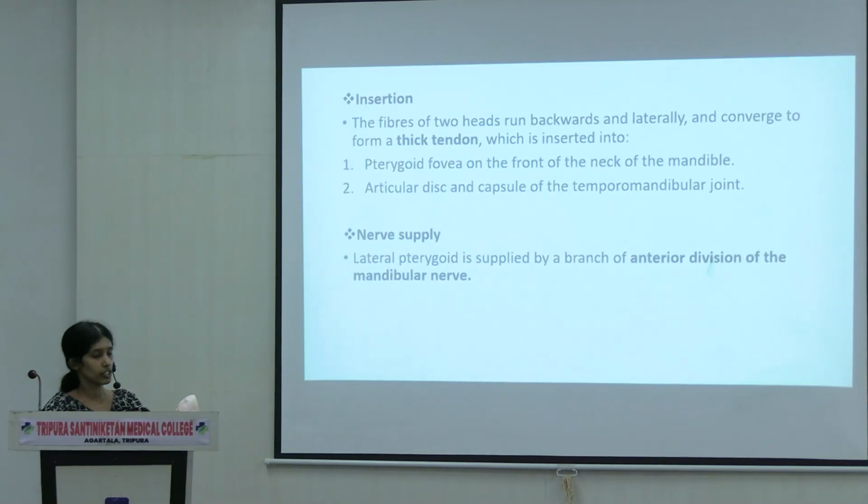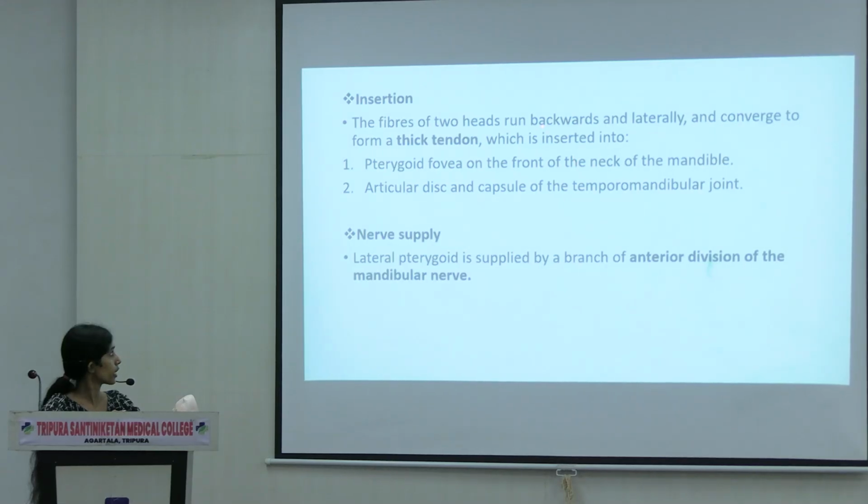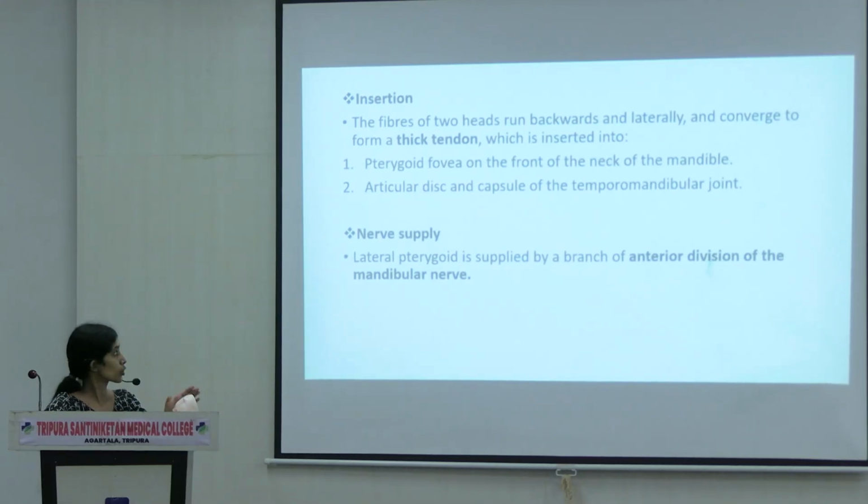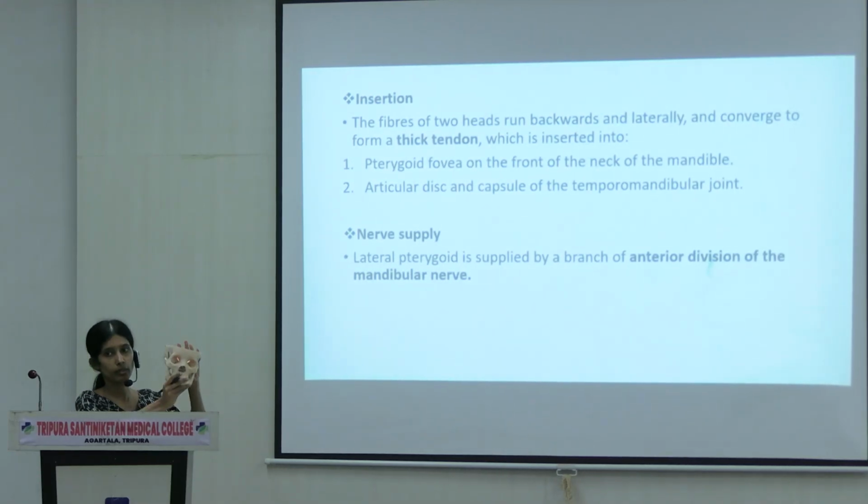Next, insertion. The fibers of two heads run backwards and laterally and they will converge to form a thick tendon which is inserted into the pterygoid fovea on the front of the neck of the mandible, articular disc and capsule of the TMJ. So tell me, where is the neck of the mandible?